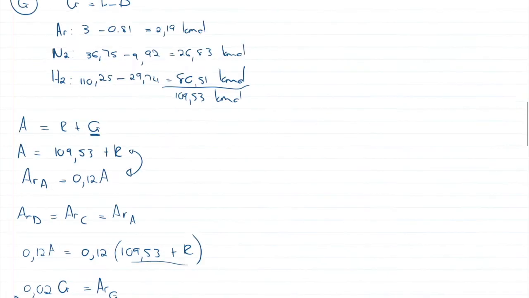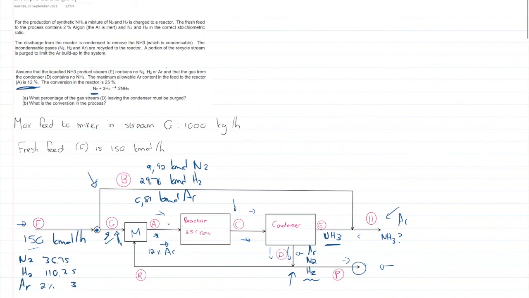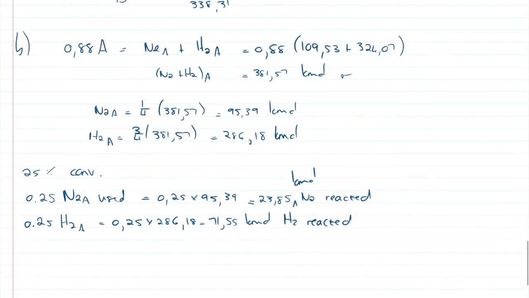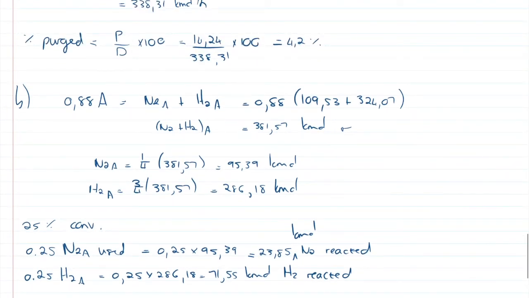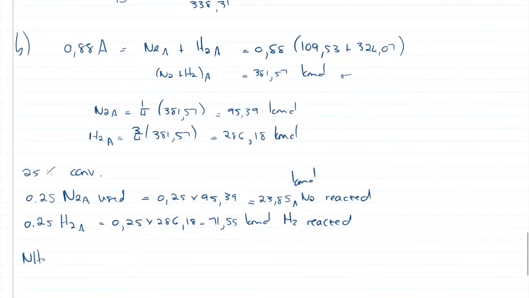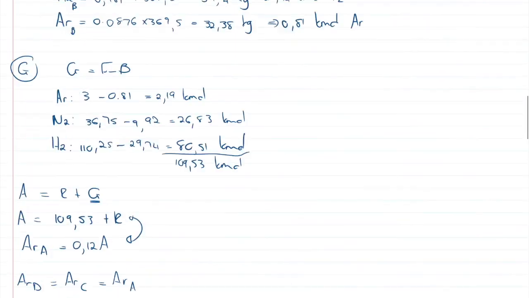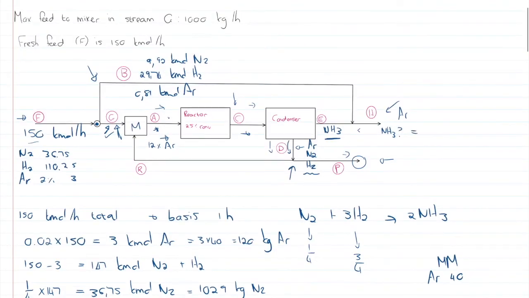So if you go back to the chemical reaction, for every 1 kilomole of N2, 2 kilomoles of ammonia form. So if we used 23.85 kilomoles of N2, twice as much ammonia formed. And that is 47.7 kilomoles. And what is left then exits the stream in C. And now we also know that the NH3 in the stream is 47.7 kilomoles. So that stream is now known.